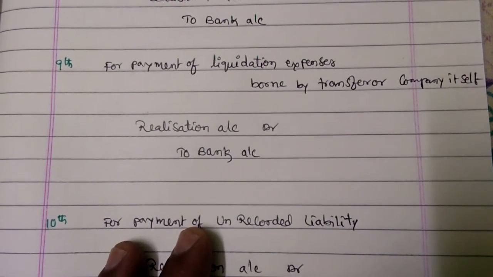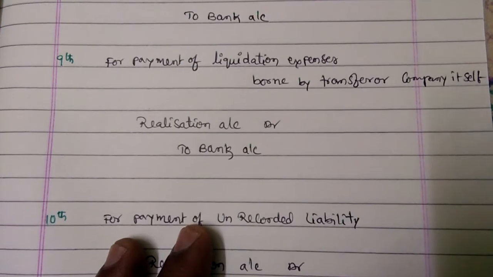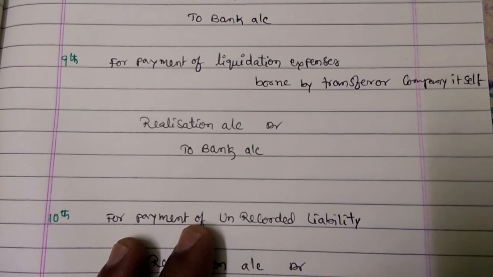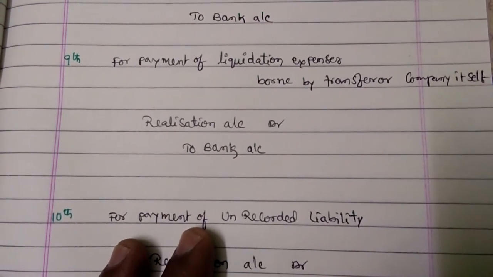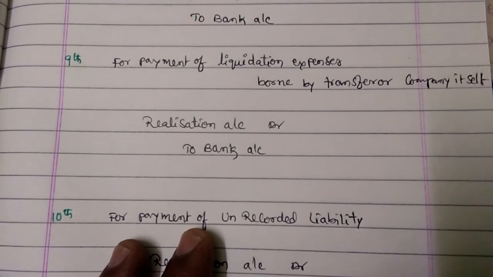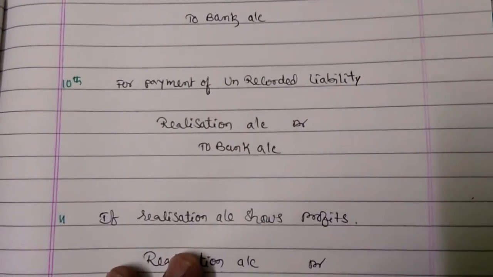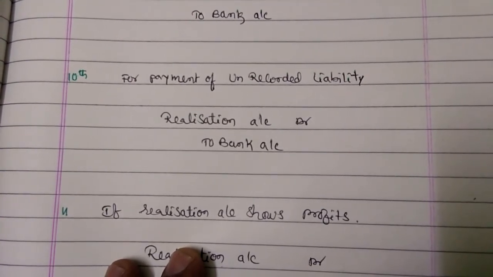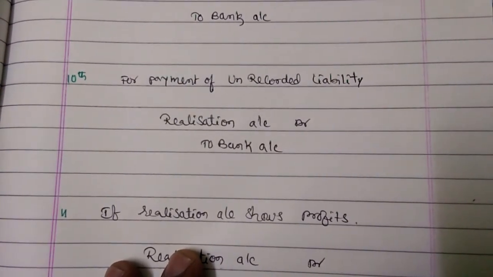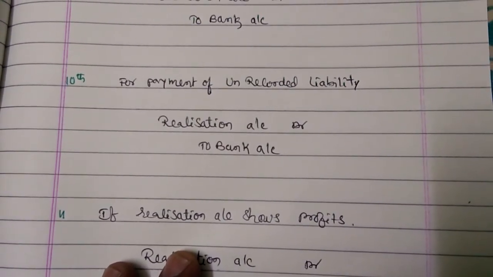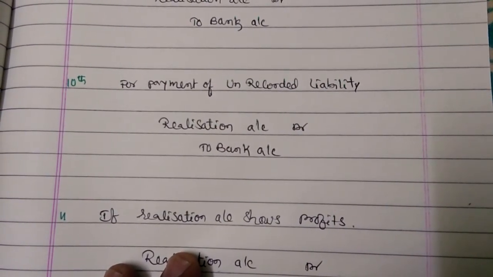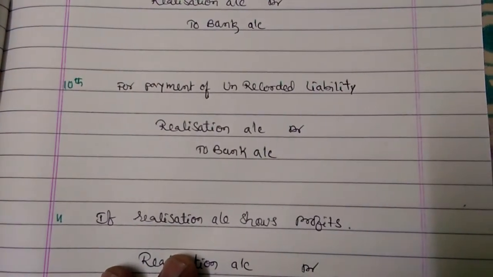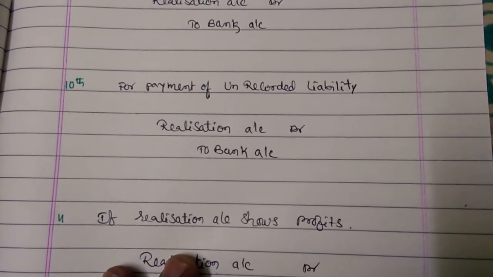Next entry, for payment of liquidation expenses. These expenses are borne by the transferor company itself: realization account debtor to bank account. Next entry, for payment of unrecorded liability. Some liabilities are also not recorded in the balance sheet. If we pay such liabilities, the entry is realization account debtor to bank account.